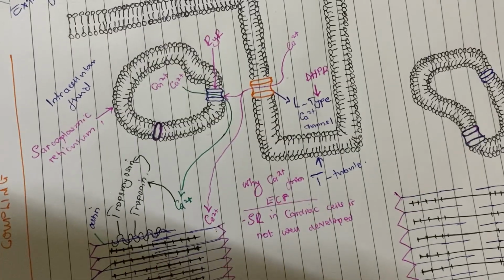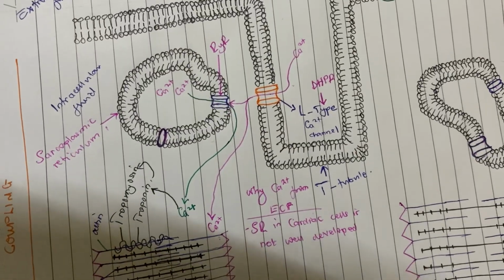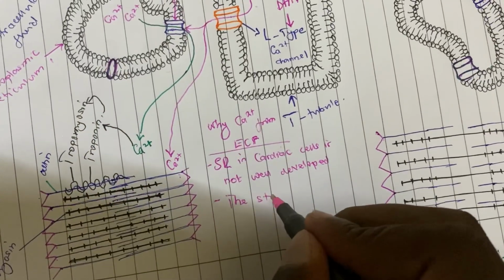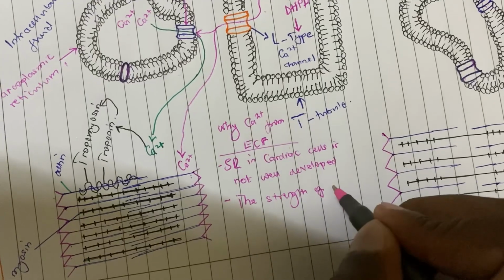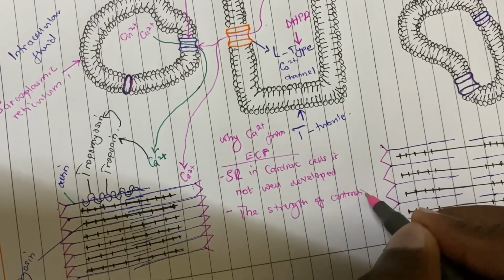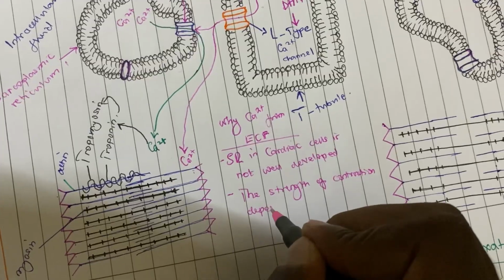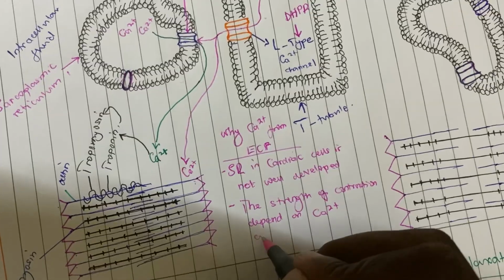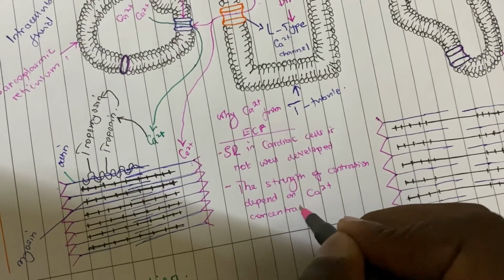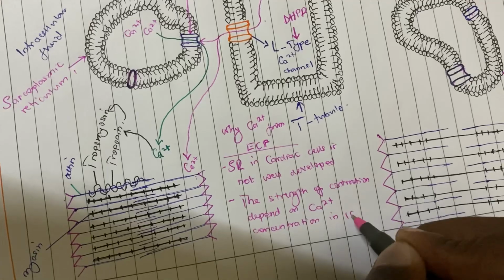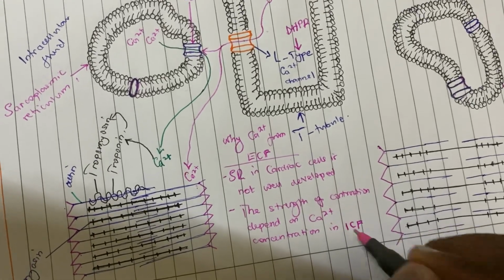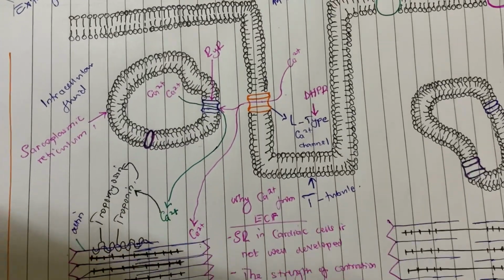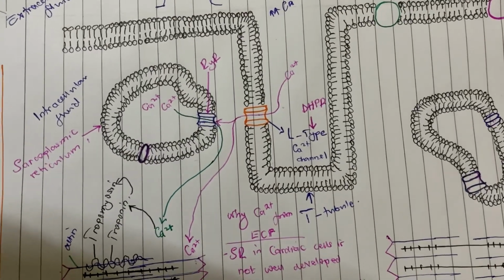And when you see here, the contraction has happened. The H zone is not even seen. So the strength of contraction depends on calcium concentration in the ICF, the intracellular fluid. The strength of contraction of a cardiac muscle really depends on the concentration of calcium in the intracellular fluid.